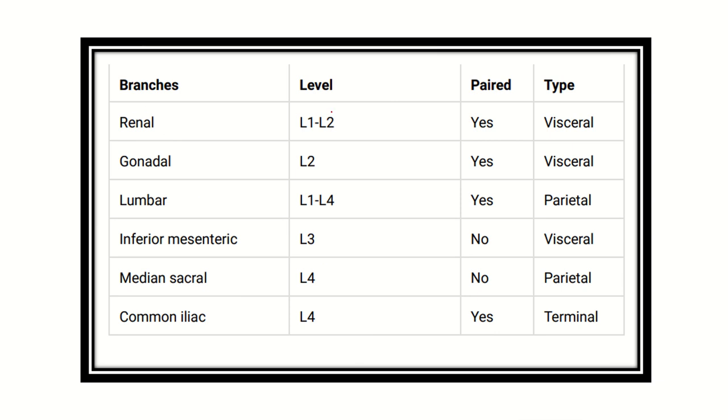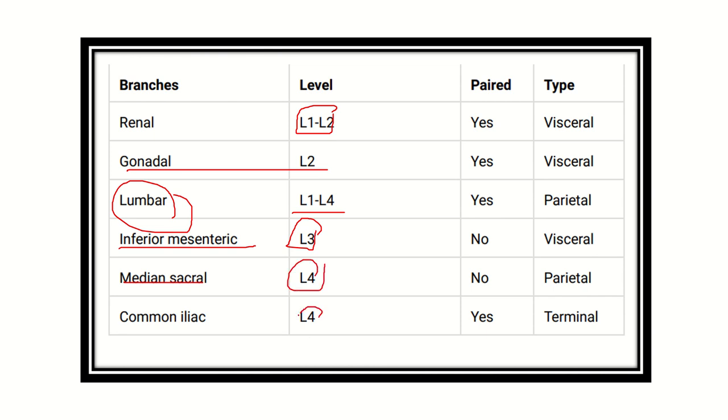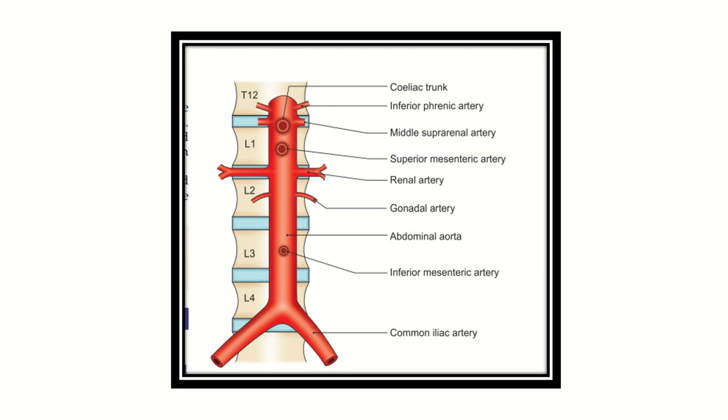And here we can see the renal artery, it arises from lumbar 1 and lumbar 2, gonadal from lumbar 2, and the lumbar arteries, as they are 4 in number, arise from lumbar 1 to lumbar 4 vertebral level. Then we can see the inferior mesenteric artery arises from the lumbar 3 vertebral level, median sacral artery arises from the lumbar 4 level, and common iliac, which is the bifurcation of the abdominal aorta, also at the level of the lumbar 4 vertebral level. So here we can see the abdominal aorta in short. It arises from the thoracic 12 vertebral level and terminates at the level of the lumbar 4 vertebral level.